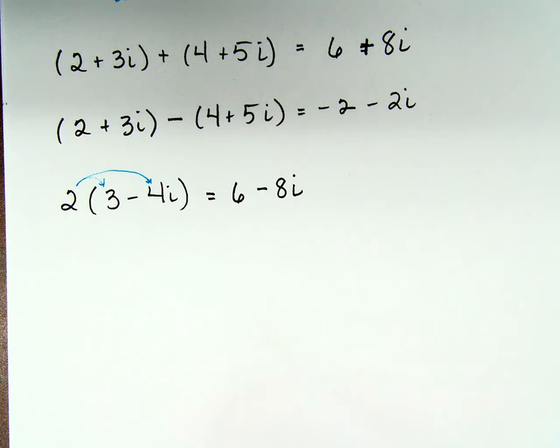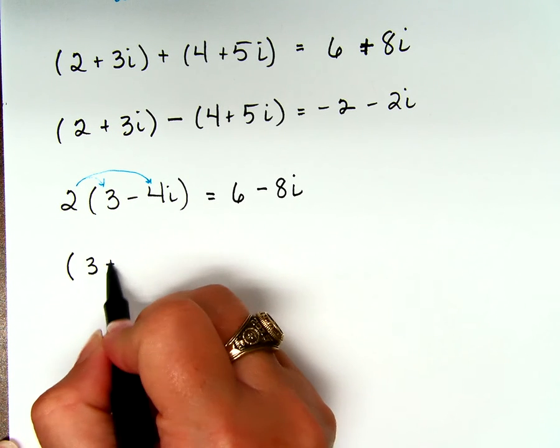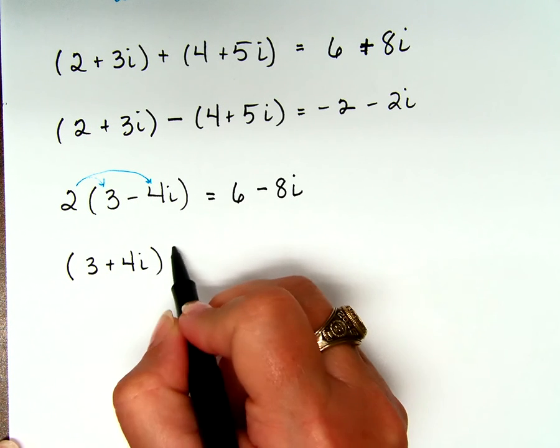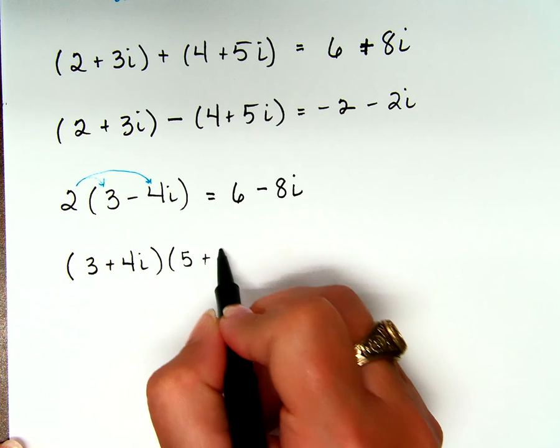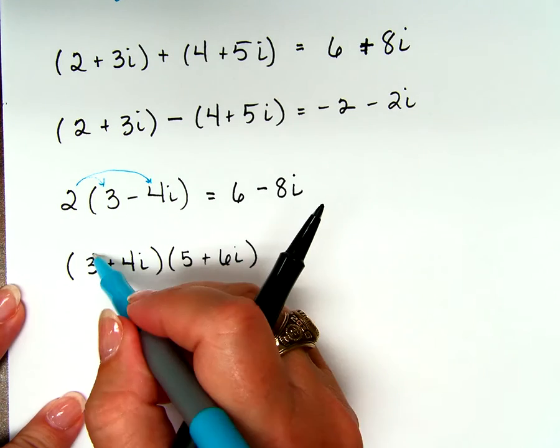Minus 8i. Right? Can you do something like this then? 3 plus 4i times 5 plus 6i. How would you do this? Still distribute, right?